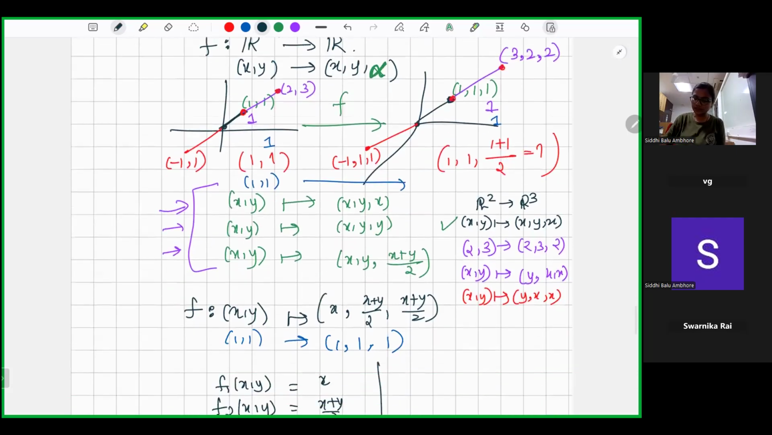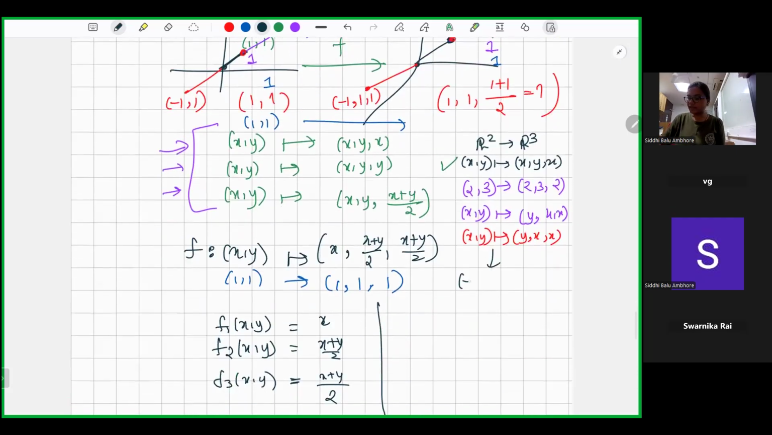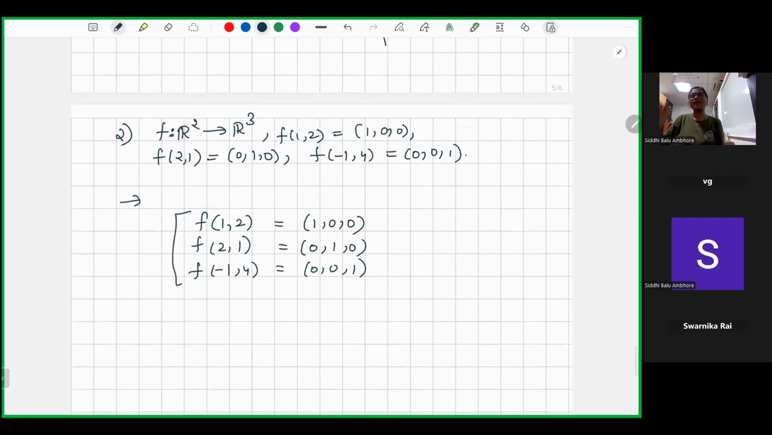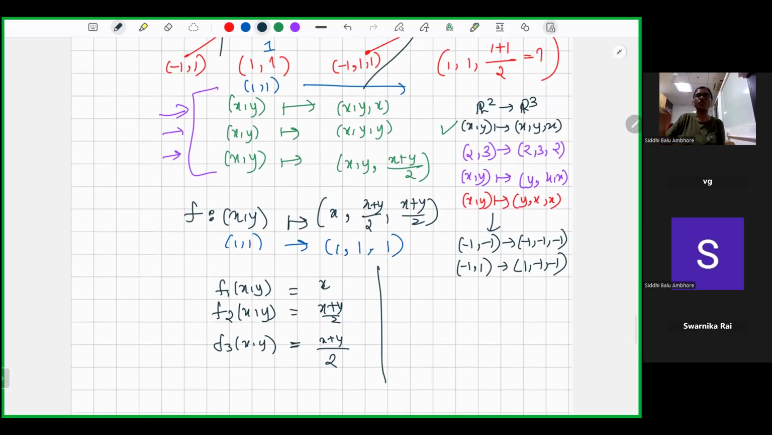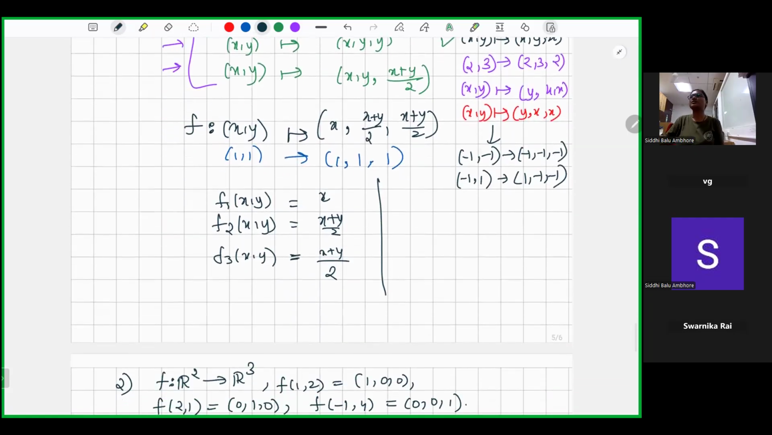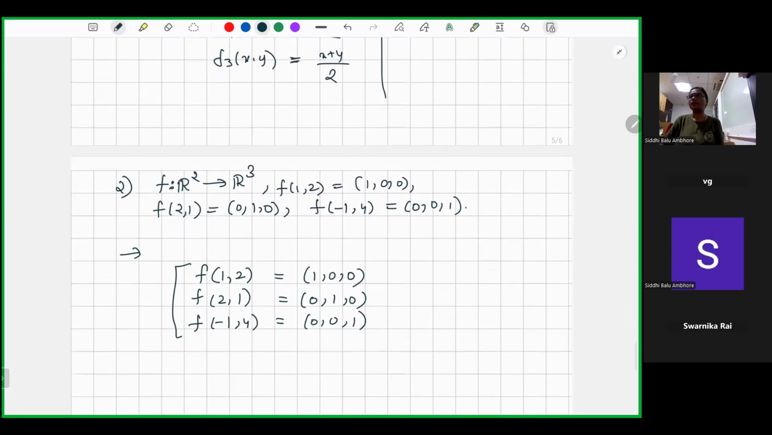Here the -1, see the way we have defined the function here, (-1,-1) would go to (-1,-1,-1). So yeah, -1 is satisfied. That's not a problem. And in fact, (-1,1) will go to (1,-1,-1). Minus is not a problem here. This (x,y), when I define here, is anything from R. It has nothing to do with x being positive or negative. Okay.